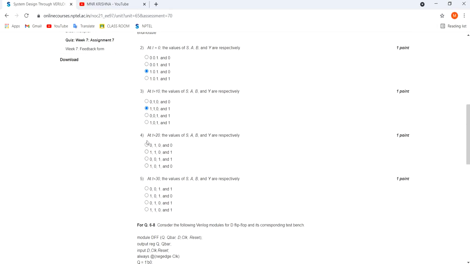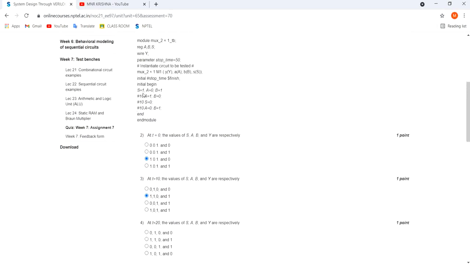At time t equals 20, what are the values of S, A, B? After 10, at time t equals 0, then time t equals 10, here 10 plus 10 means time t equals 20, s is equal to 0. Here a and b are not available, but we have a and b from the previous statement, that is a equals 1, b equals 0 and s equals 0. 0 1 0.